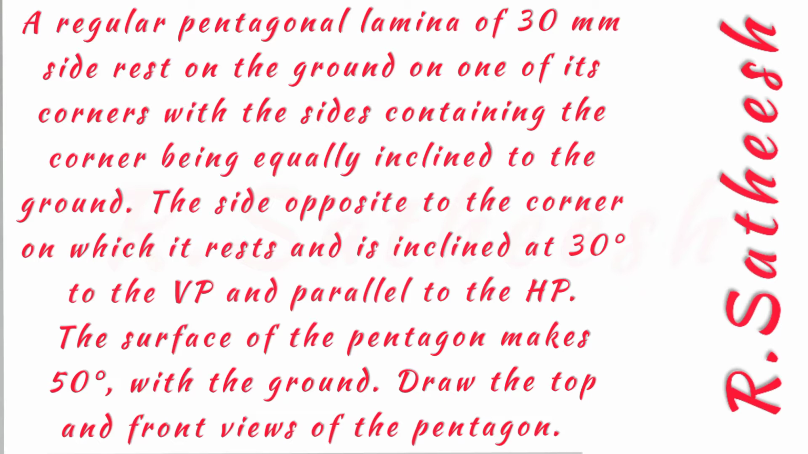Now we are going to learn how to construct the solution as per the given conditions in the projection of planes topic. Our question is: a regular pentagonal lamina of 30 mm side rests on the ground on one of its corners, with the sides containing the corner being equally inclined to the ground. The side opposite to the corner on which it rests is inclined at 30° to VP and parallel to the HP. The surface of the pentagon makes 50° with the ground. Draw the top and front view of the pentagon. Clear? So this is the problem.